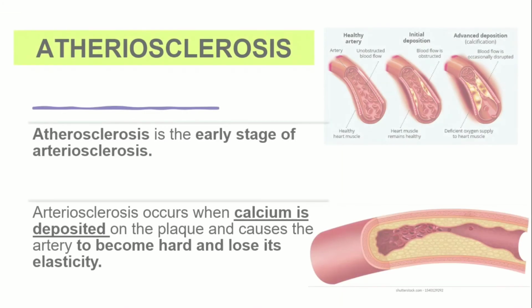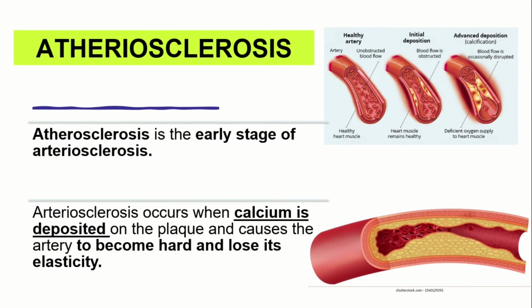Next one is arteriosclerosis. Atherosclerosis is the early stage of arteriosclerosis. Arteriosclerosis occurs when calcium is deposited on the plaque and causes the artery to become hard and lose its elasticity.